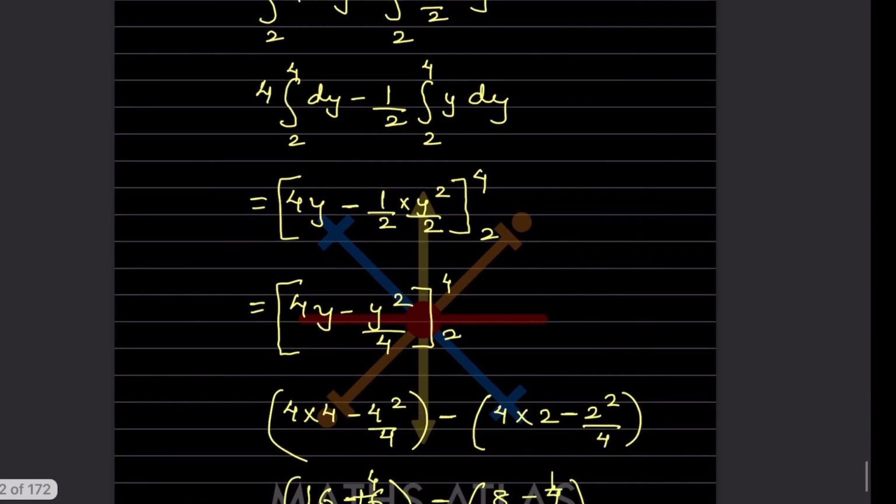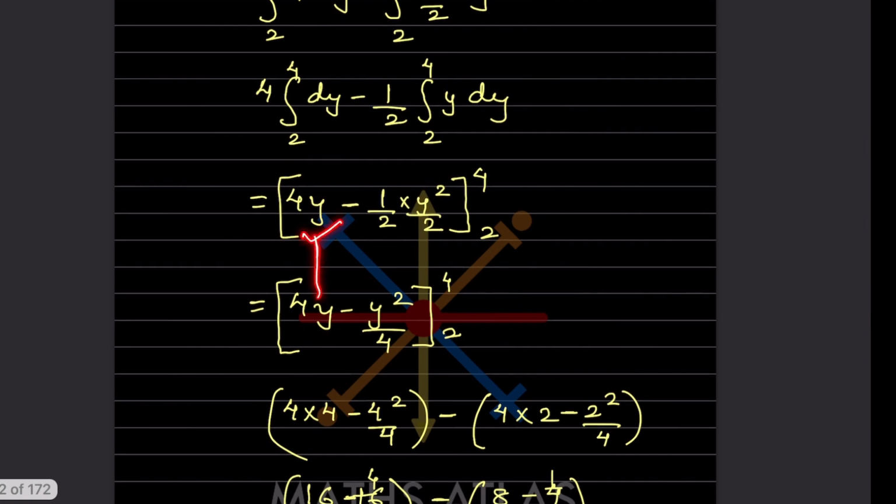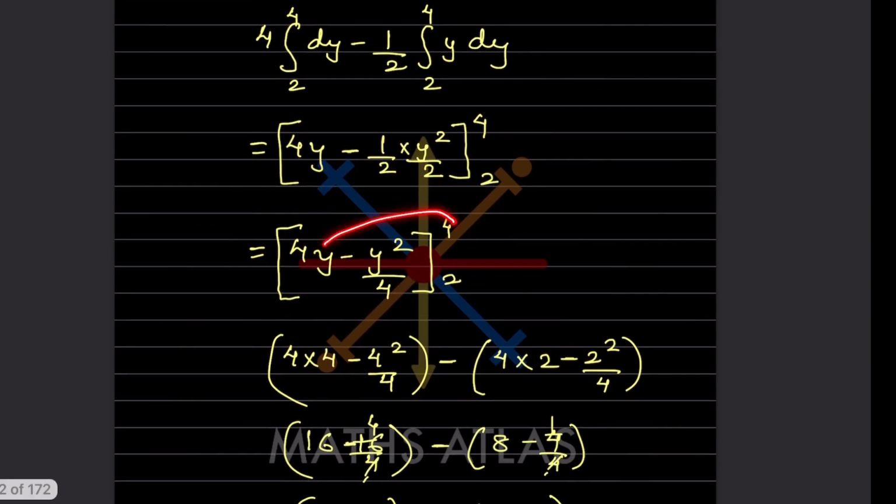So now what will you do here? You will write here 4y as it is, and this is going to be 1 by 2 into y square by 2, that is going to be y square by 4, and this from 2 to 4. So now first let us take this one, in place of y, that will be 4 into 4.